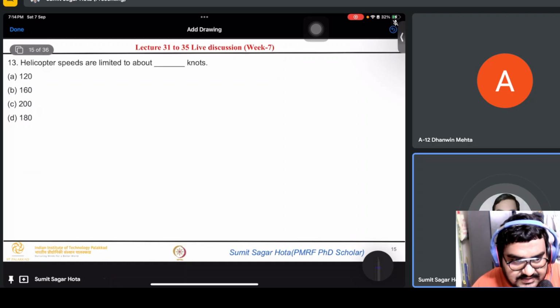Also there is a speed limitation for a helicopter. It cannot go at very high speed, because, as I already told you, there is a weight limitation.